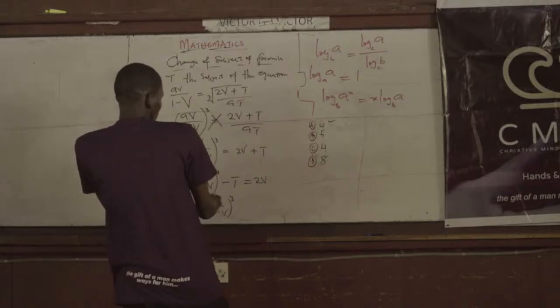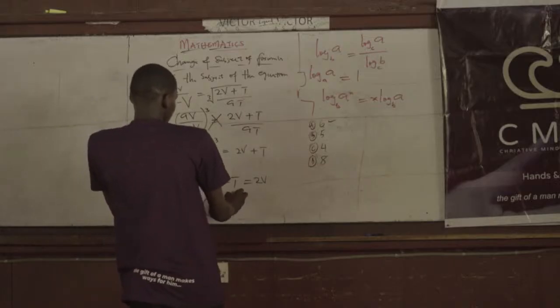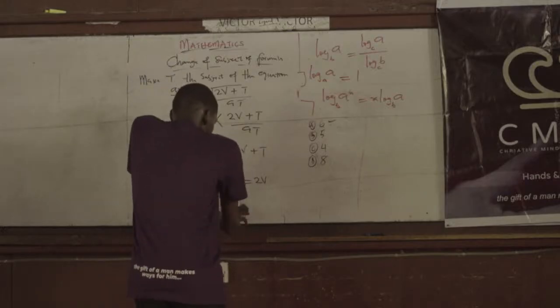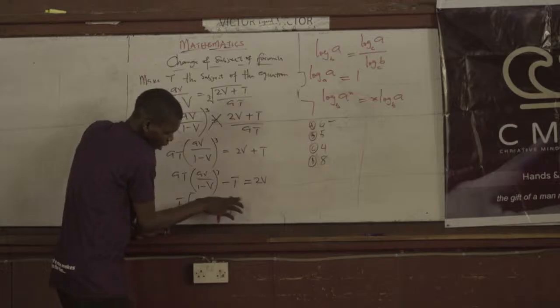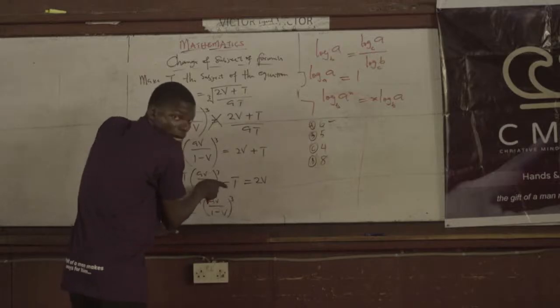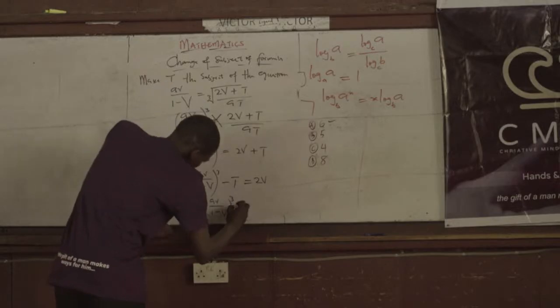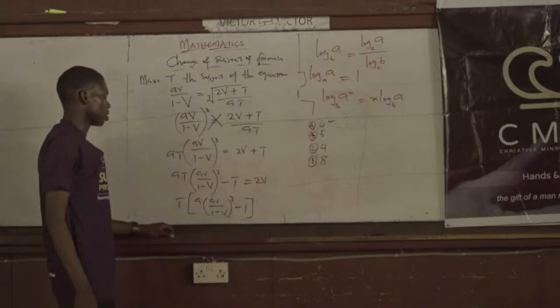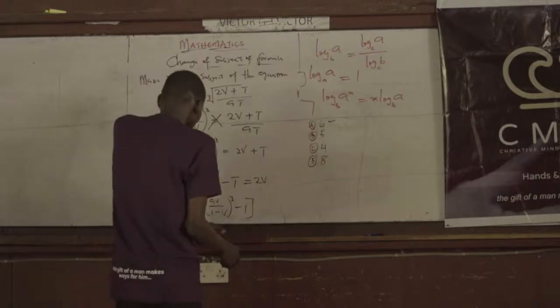So we've already factorized the t out of it. And in this term also, if we factorize t out of here, we are going to have minus 1 here. All right, we've done a great job.